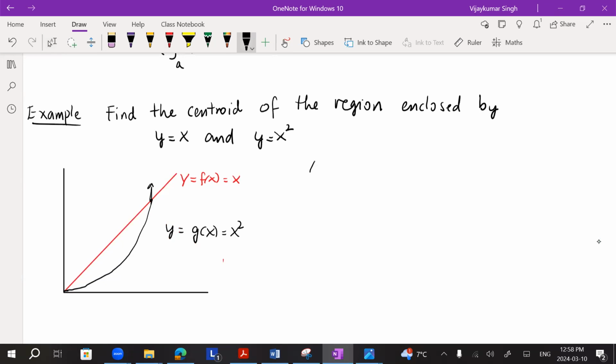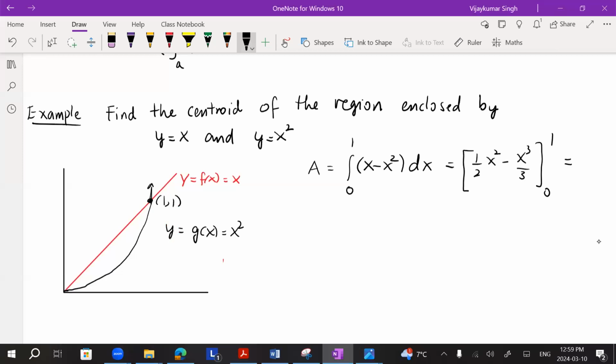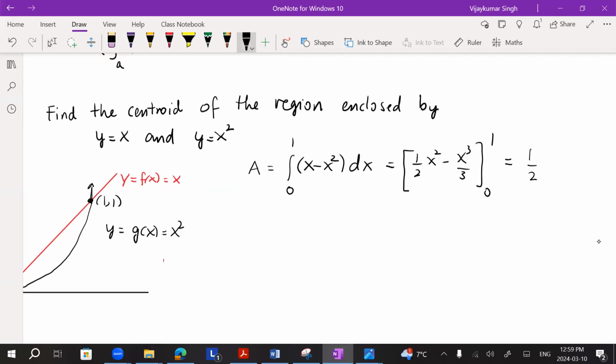So the area is going to be... this point of intersection is (1, 1), right? The area is going to be the integral from 0 to 1 of the upper curve minus the lower curve. So x minus x squared dx, which is going to be x squared by 2 minus x cubed by 3, from 0 to 1, and that turns out to be 1 by 2 minus 1 by 3, which is 1 by 6.